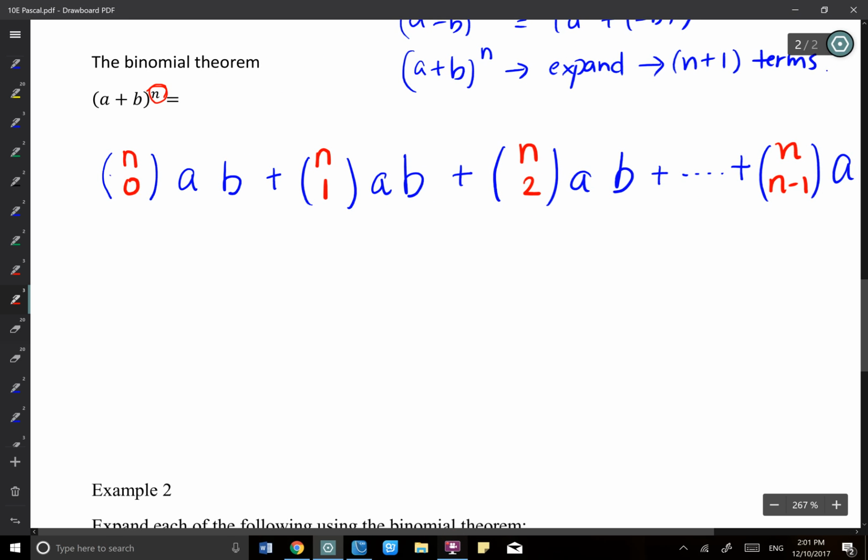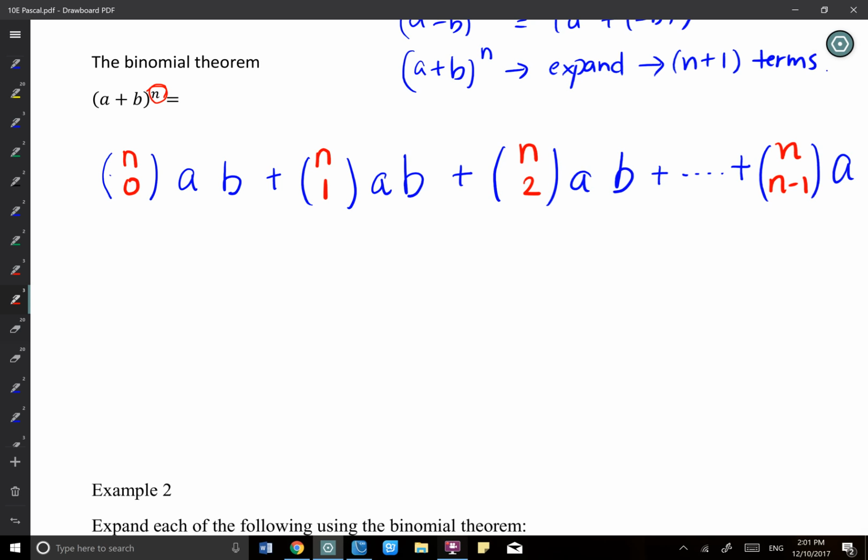Alright. And then we have the power of n. Okay, a plus b to the power of n. What you will know is that in every single term, the powers added up should be the same as n. Okay, the sum should give you n. So I will start from this one. I will fill the bracket first. That's n0, n1, n2, n3, dot dot dot, n minus 1 and n.